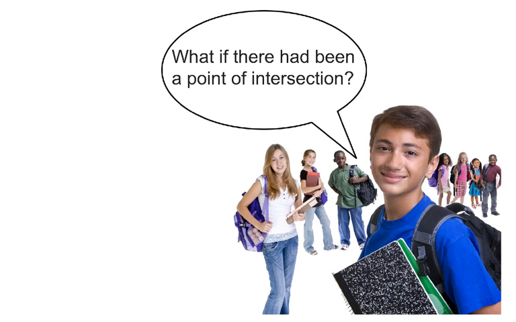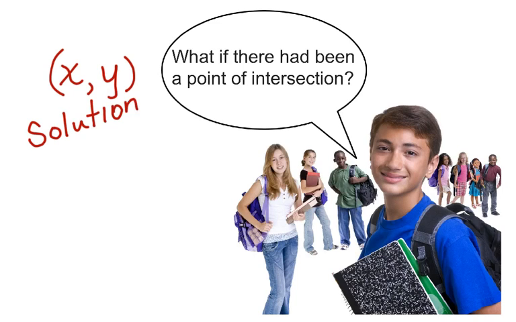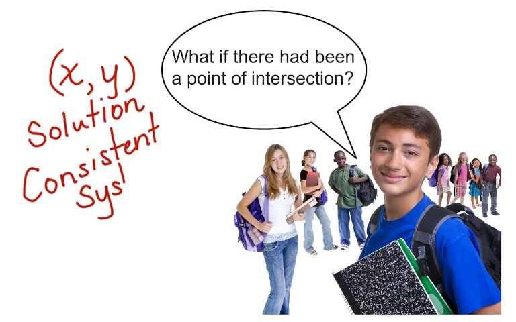What if there had been a point of intersection? Well, that is a really good point. If there had been a point of intersection, then that point would have had an x-coordinate and a y-coordinate. The x-coordinate and the y-coordinate would have been a solution for the system. Because the system would have had a solution, we can say that this would have been a consistent system. However, because the slopes were the same in the system we were working with, it was an inconsistent system.